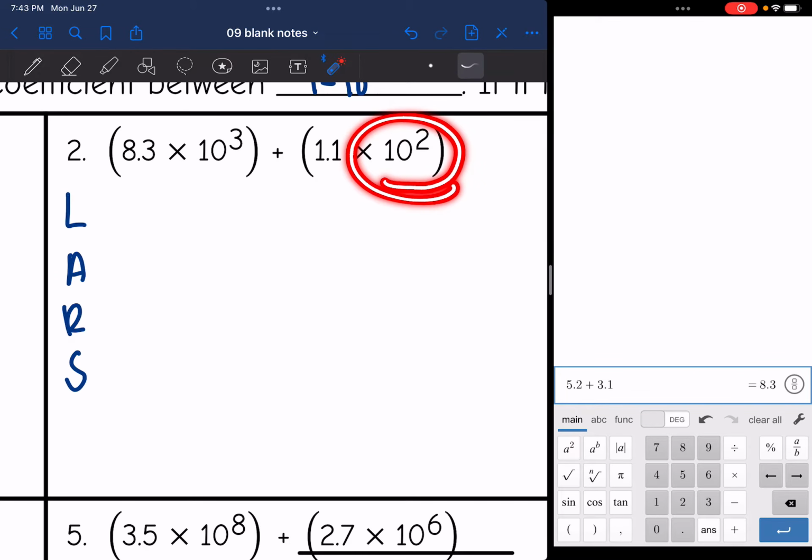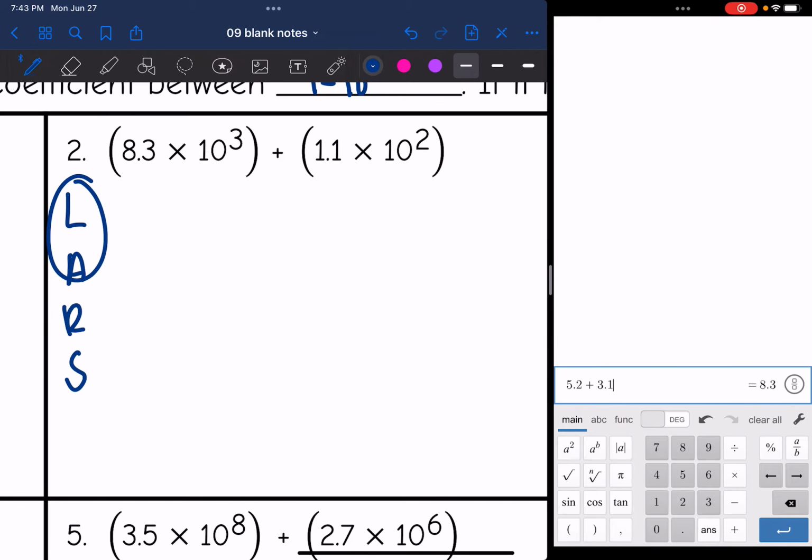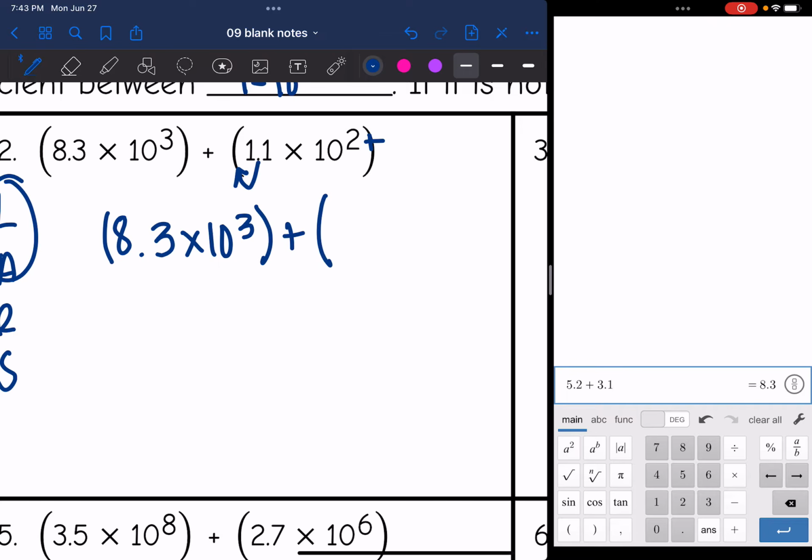I'm going to go ahead and change this to a 10 to the third just because I think it'll mean less steps down the road, but either one works. So I'm doing left add with this number right here. So I'm going to move left and then I'm going to add to this exponent. So it'll be 8.3 times 10 to the third. That's going to stay. Plus, I'm moving that decimal left, so it'll be 0.11 times 10 to the third.